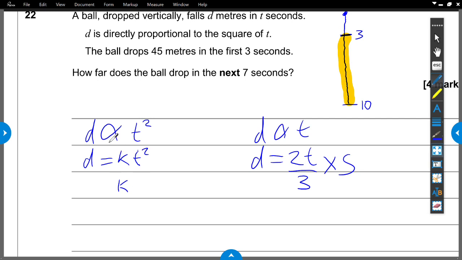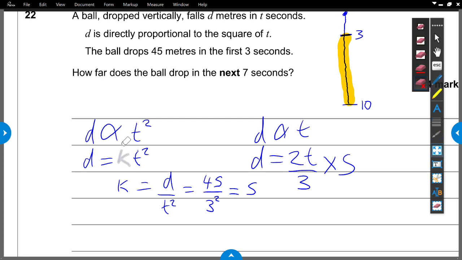To work out k, we need to rearrange this formula, and we get that k is equal to d divided by t squared. From k's perspective, it's being timesed by t squared, so we want to do the opposite, which is dividing. And now we can just substitute in some of the numbers which were given. So we're given that it fell 45 meters in 3 seconds. So 45 divided by 9, that's equal to 5. So our equation must be that d is equal to 5t squared.